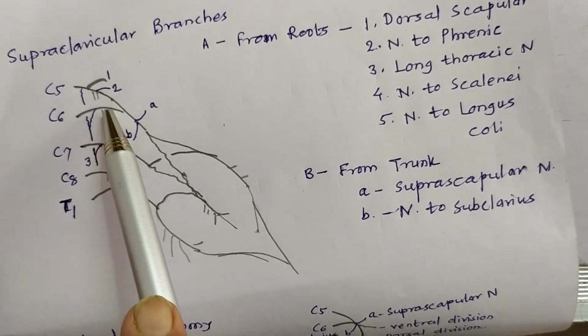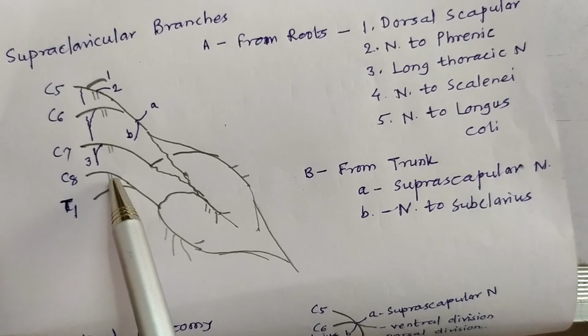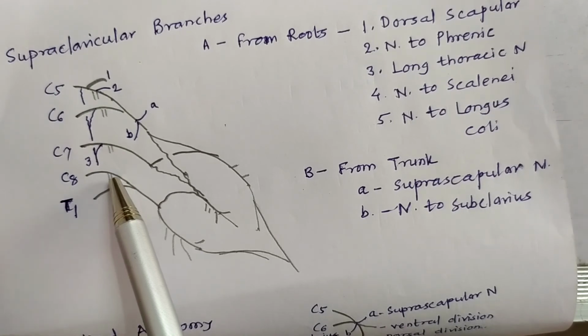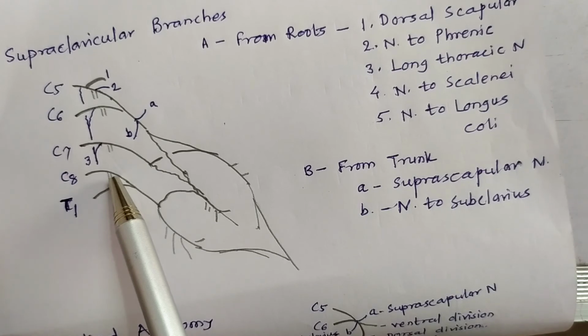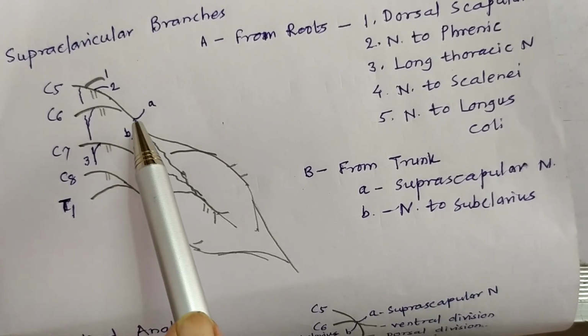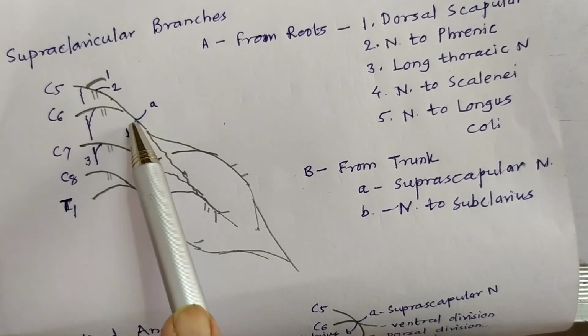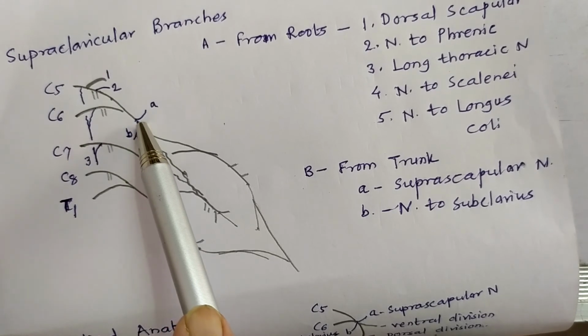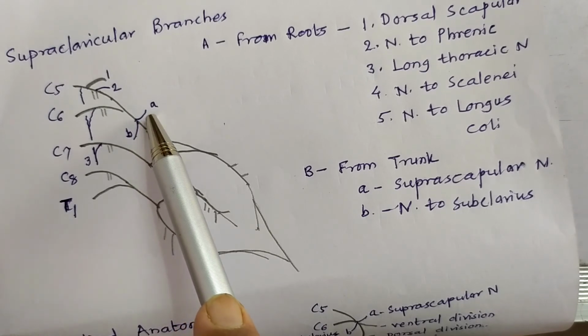Then C5, C6, C7, C8, these roots also gives branches to the longus colli and scalene muscles. So these are branches from roots. Out of 3 trunks, only the upper trunk gives branches. The upper trunk gives two branches. One is suprascapular nerve.